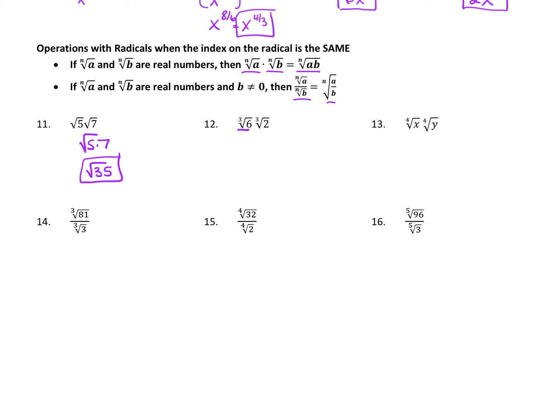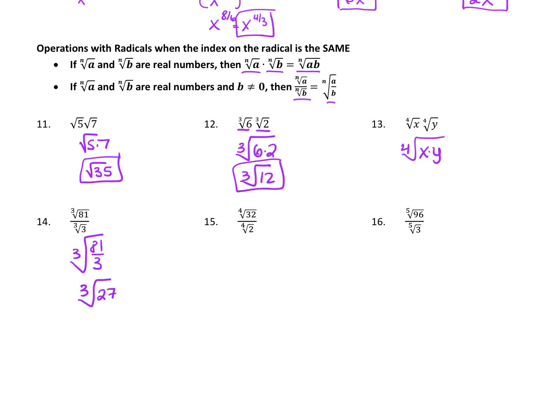If I have the cube root of 6 times the cube root of 2, that's the cube root of 6 times 2, or the cube root of 12. Now I have a fourth root and a fourth root of x times y, so it's going to be the fourth root of x times y. Now if I have two little roots, I could rewrite this as one big root. Why would I want to do that? That's because 81 can be divided by 3. When I do 81 divided by 3, I get 27. And 27 is a perfect cube. When you take the cube root of 27, you're going to get 3, because 3 to the third is 27.